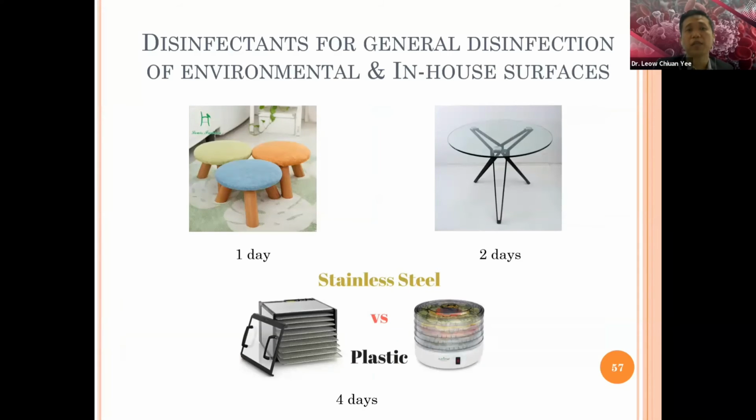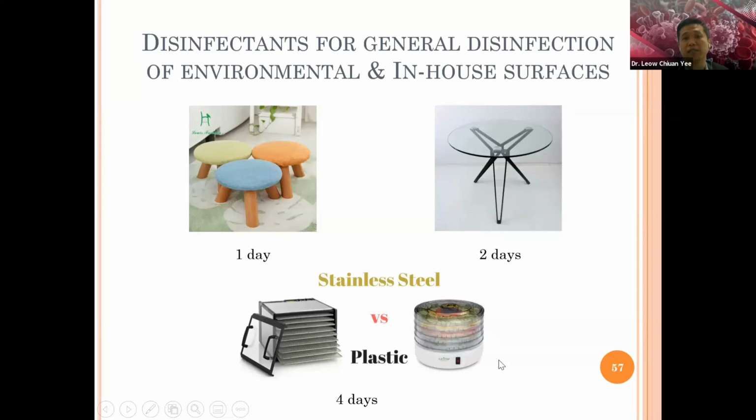There are some studies that show the sustainability rate for the COVID-19 virus to live on different materials. On wood and cloth, if contaminated chairs or wood, they can live for up to 1 day. They can even live on glass or aluminum bars for up to 2 days. And on stainless steel or plastic, they can live for up to 4 days.